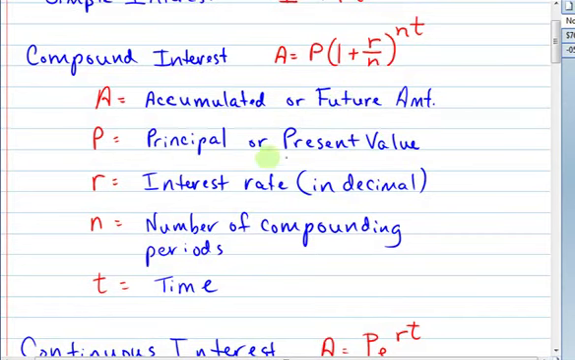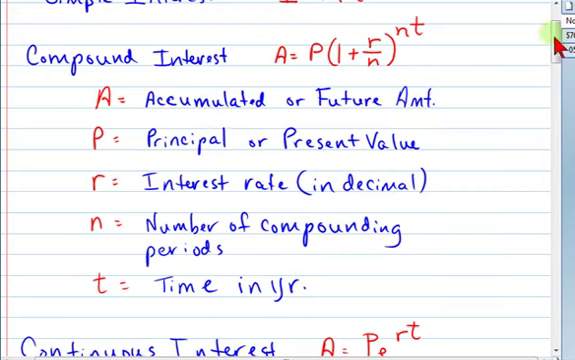P is the principal or the present value. What money do you put into the bank? R is the interest rate. You'll want to put it in decimal for your problems. N is the number of compounding periods. So if you compound your interest quarterly, N would be 4. Annually, N would be 1. Semi-annually would be 2. Monthly would be 12. Daily would be 365, that sort of thing.